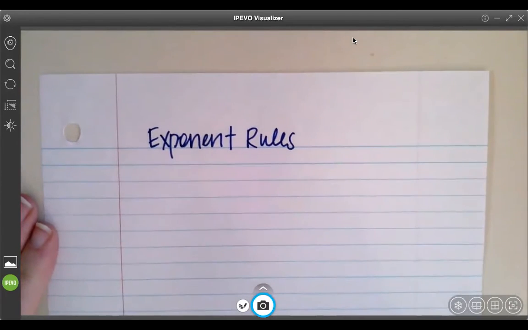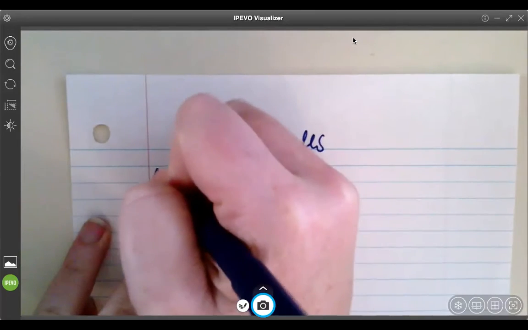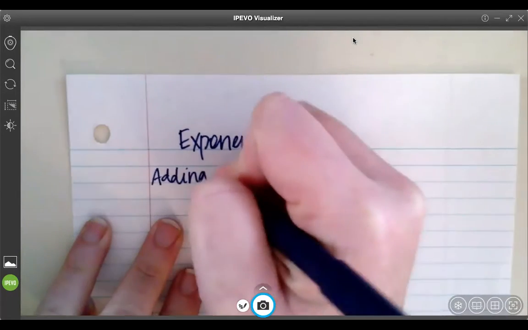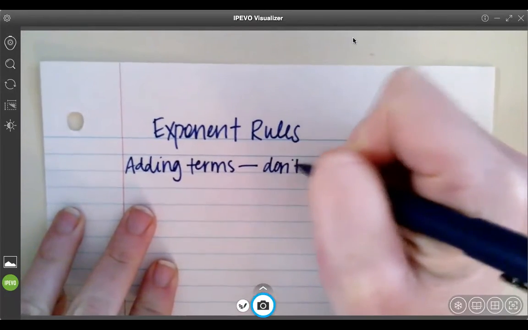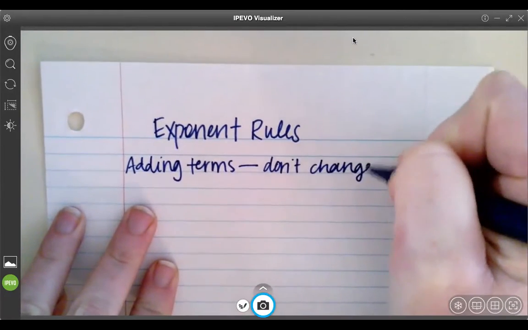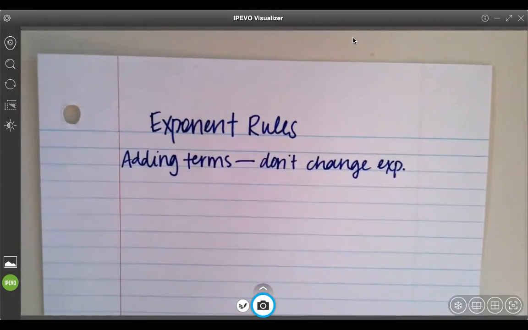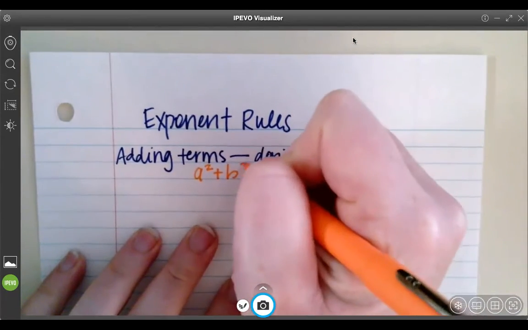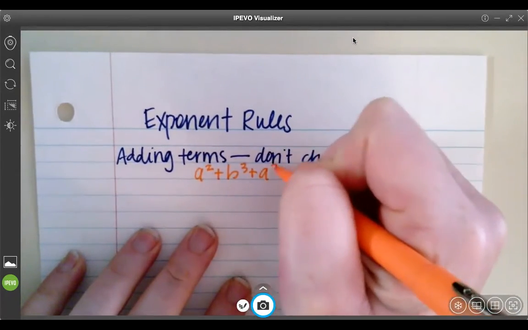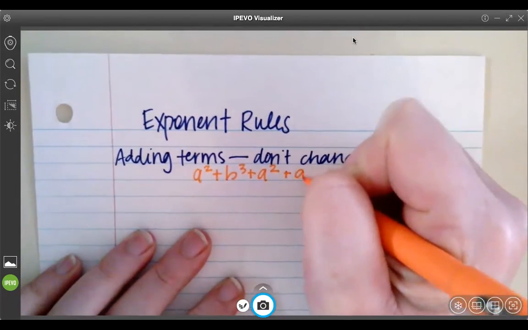So some basic things that you need to know: if you are adding terms, you don't change the exponents. I'm just going to abbreviate exponent as EXP. And then an example for that would be if you had a squared plus b to the third plus a squared. And let's just put another a down there as well.